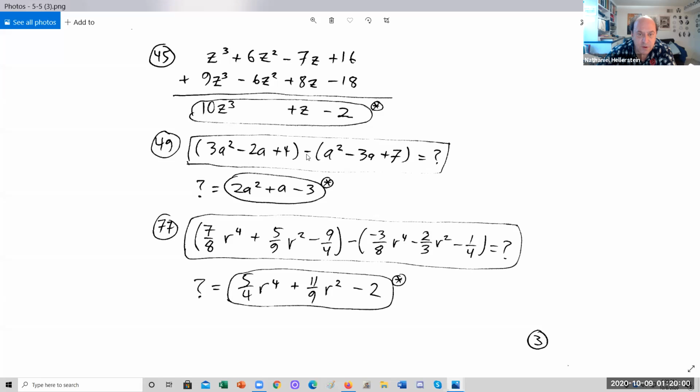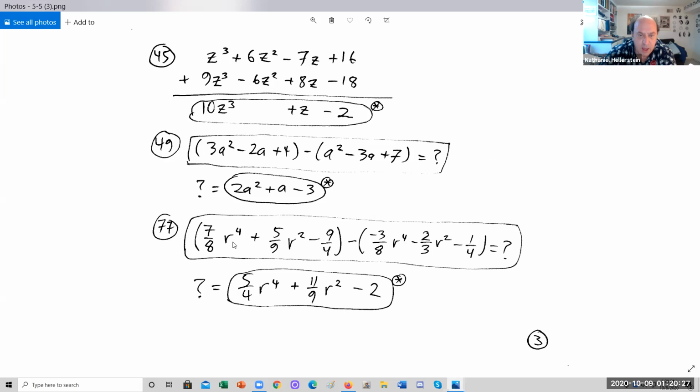Here we have a difference between two quadratics. 3a squared minus a squared, that's 2a squared. Here's a little tricky: minus 2a minus a negative 3a. Now, minus 2 minus negative 3 is minus 2 plus 3, which is 1, so 1a. And 4 minus 7 is negative 3. So 2a squared plus a minus 3.